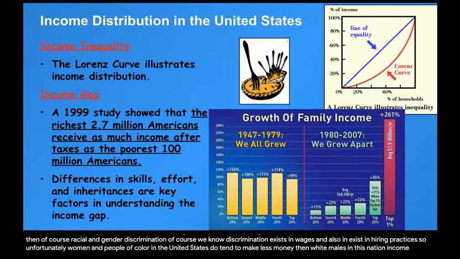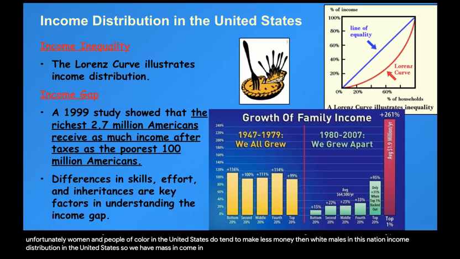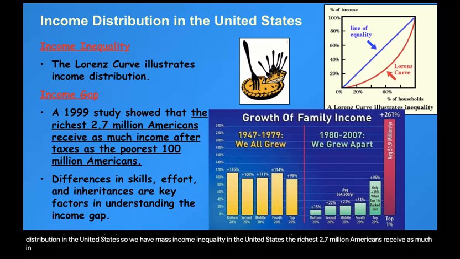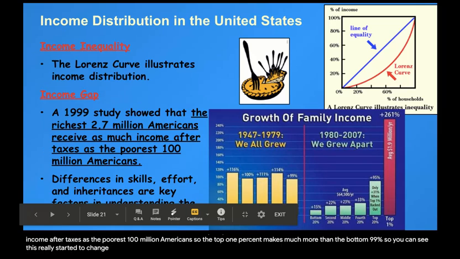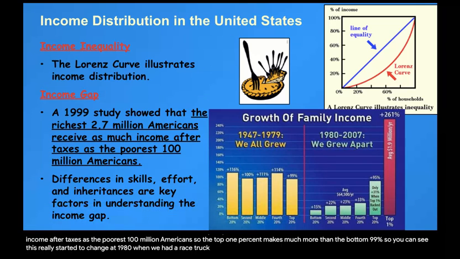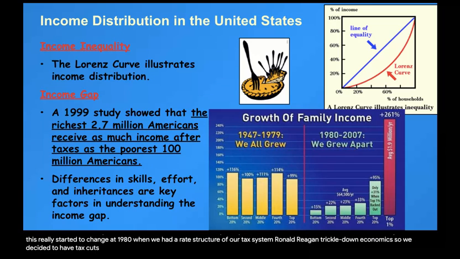Income distribution in the United States. So we have mass income inequality in the United States. The richest 2.7 million Americans receive as much income after taxes as the poorest 100 million Americans. So the top 1% makes much more than the bottom 99%. You can see this really started to change at 1980 when we had a restructure of our tax system. Ronald Reagan's trickle-down economics: we decided to have tax cuts for the richest populations, which meant their wages increased exponentially.